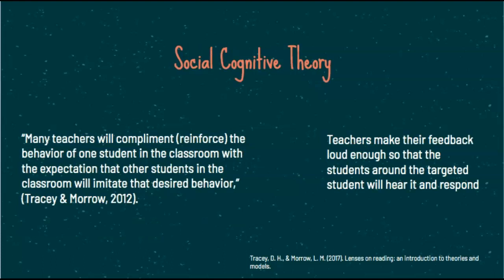Calkins also draws heavily from Bandura's social cognitive theory. In her teacher materials, she regularly suggests that teachers make their feedback loud enough so that the students around the targeted student will hear it and respond. For example, while students are instructed to discuss a character's traits in the first part of a lesson, the teacher is instructed to walk around and prod students loudly, asking them to push each other's thinking or saying things like, "Wow, I really like how you used evidence for that," or "Can you ask your partner why they think that?" in order to encourage other students to do the same.